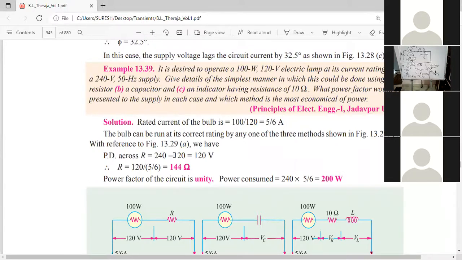In the previous classes, we connected resistance and inductance in series with the bulb. Today, we have done it using capacitance also. So, the three combinations R, L, and C. This is an assignment to you. Example 13.39, page number 529. Already I have shared the soft copy of this textbook with you.